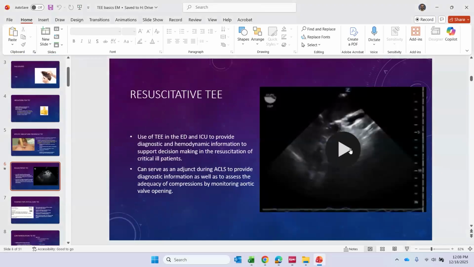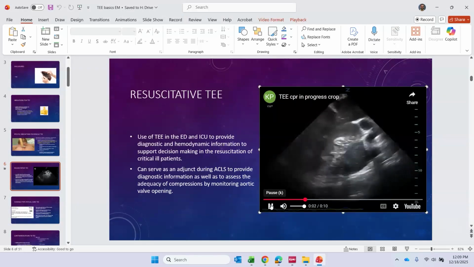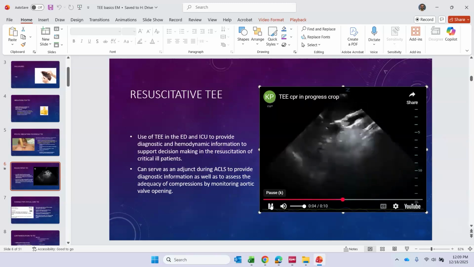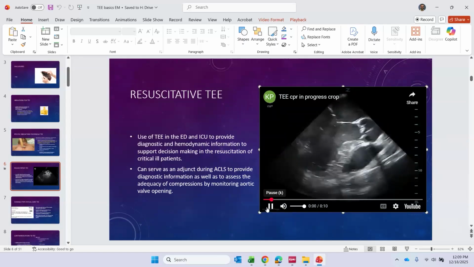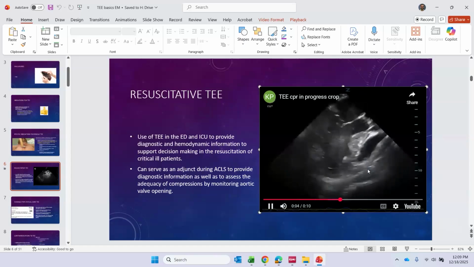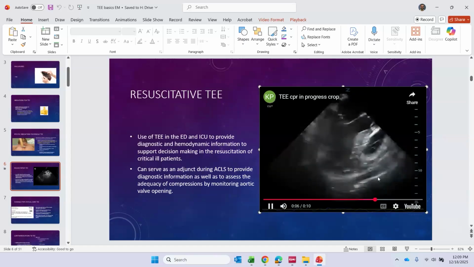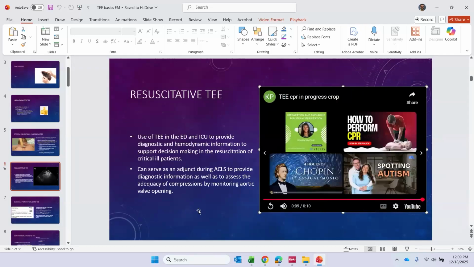This should be playing. I think sometimes I might have to exit out of the full screen. My understanding is that you guys are using TEE in this context quite a bit already. And what we have here is a heart that is very clearly in trouble. And we begin ACLS, right? Barely opening of the aortic valve from the native cardiac output. We start ACLS, we're giving chest compressions, and you can see the aortic valve opening with every compression. This is just one more way to know that, yeah, we're doing good CPR.